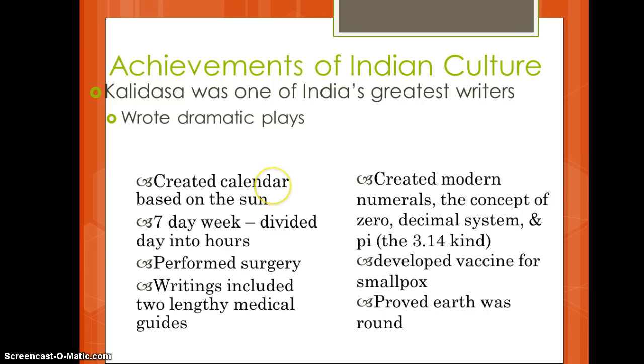Some other achievements they create: the calendar, they perform surgery. Fun fact, they developed a vaccine for smallpox, which actually comes from cows, and in Hinduism cows are considered sacred. They study astronomy. They prove that the earth was round and not the center of the universe. It took Europeans thousands of years to figure that out.